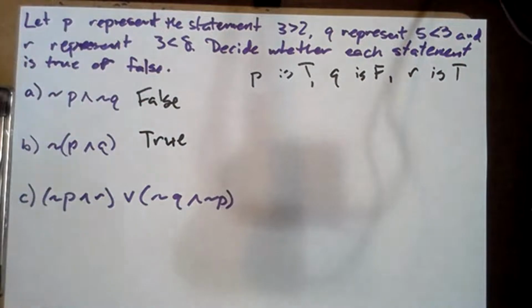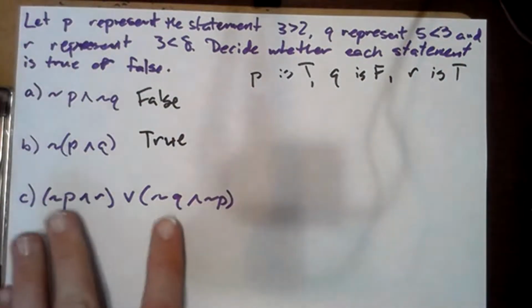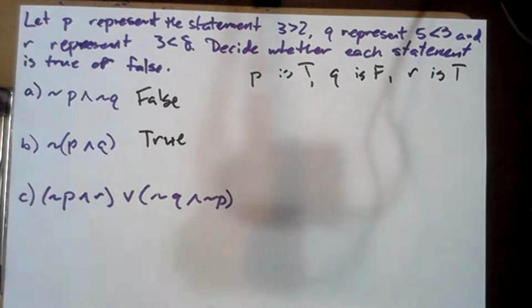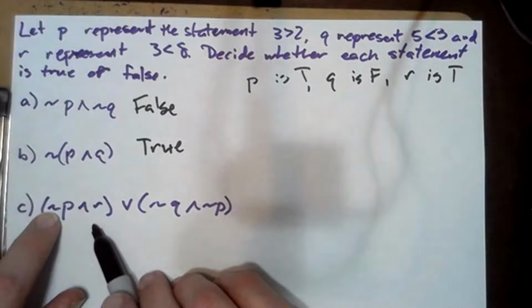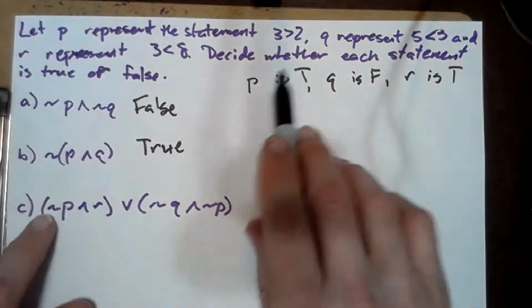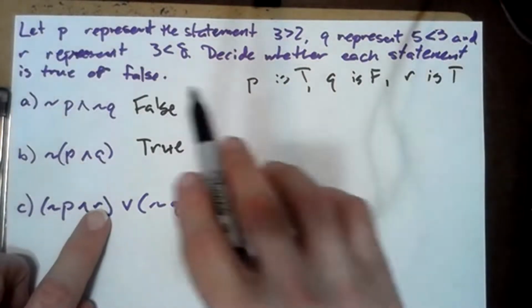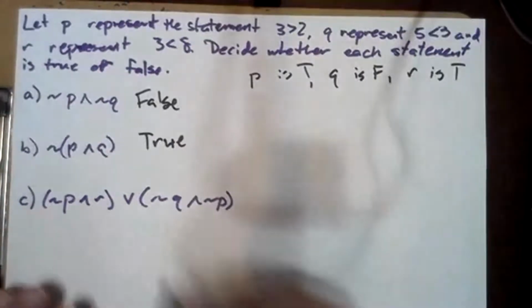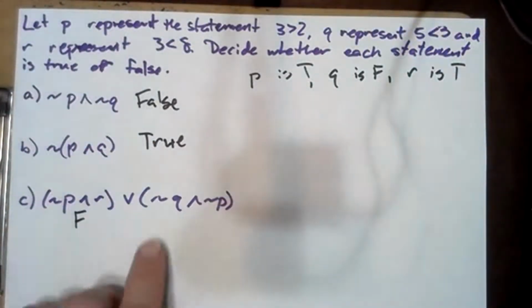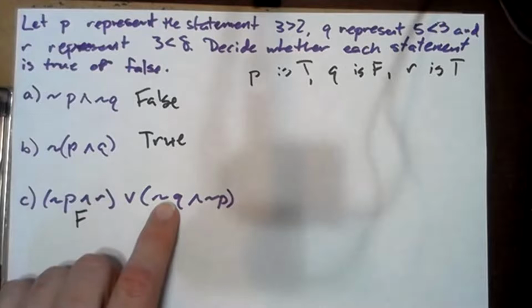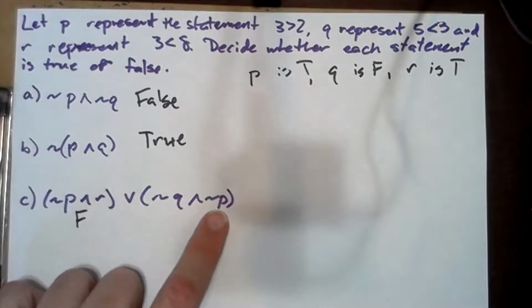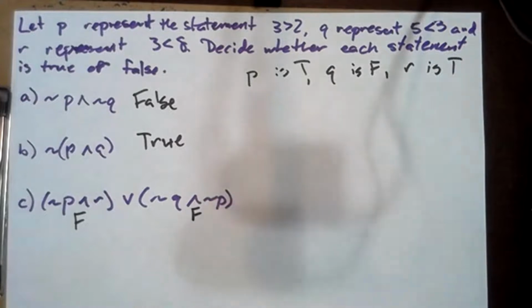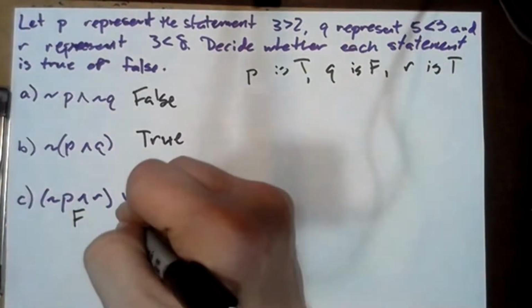This next one is more complicated. We'll look at each of the statements on either side of the or. Not P and R. Okay, not P is false, but R is true. So not P and R is false. Not Q is true, and not P is false. True and false is false. False or false is false.